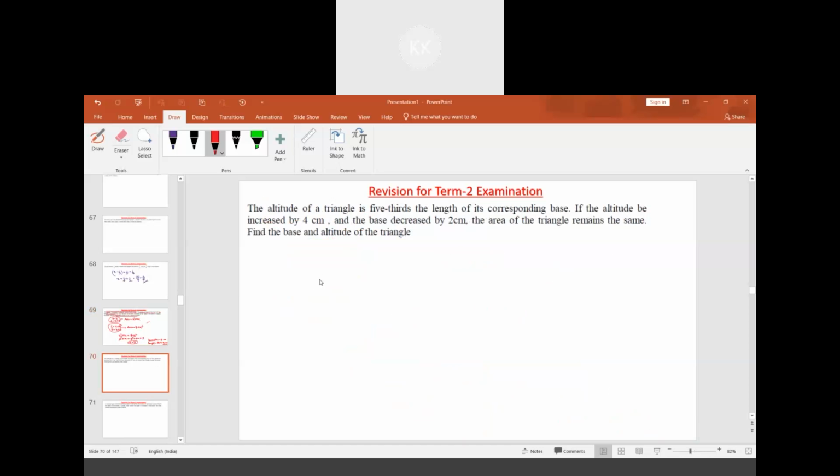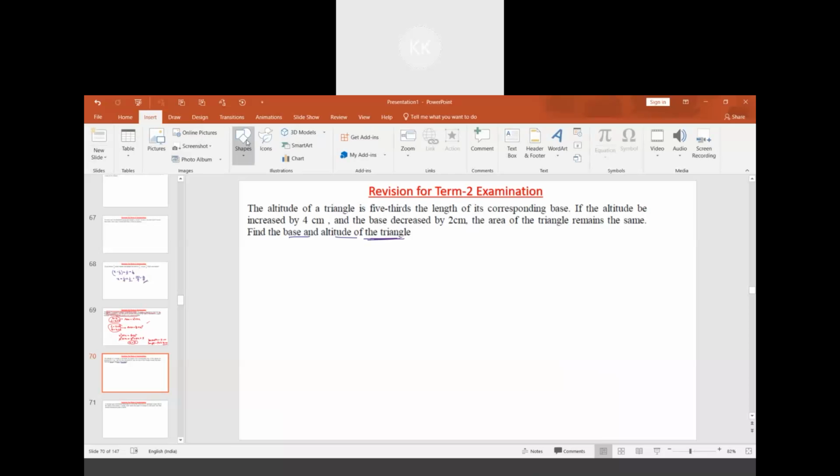Okay, next question is also for 4 marks. The altitude of a triangle is 5/3 the length of its corresponding base. If the altitude is increased by 4 centimeters and the base is decreased by 2 centimeters, the area of the triangle remains the same. Find the base and altitude of the triangle. Here, when they ask for the base and altitude of the triangle, it is the original triangle.